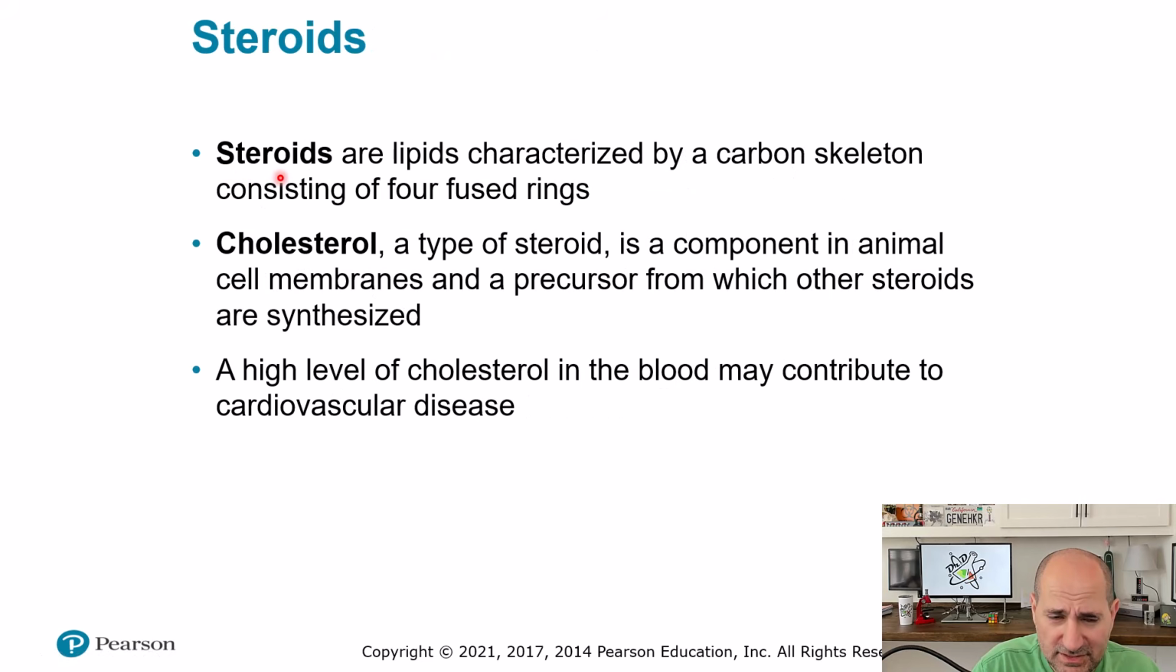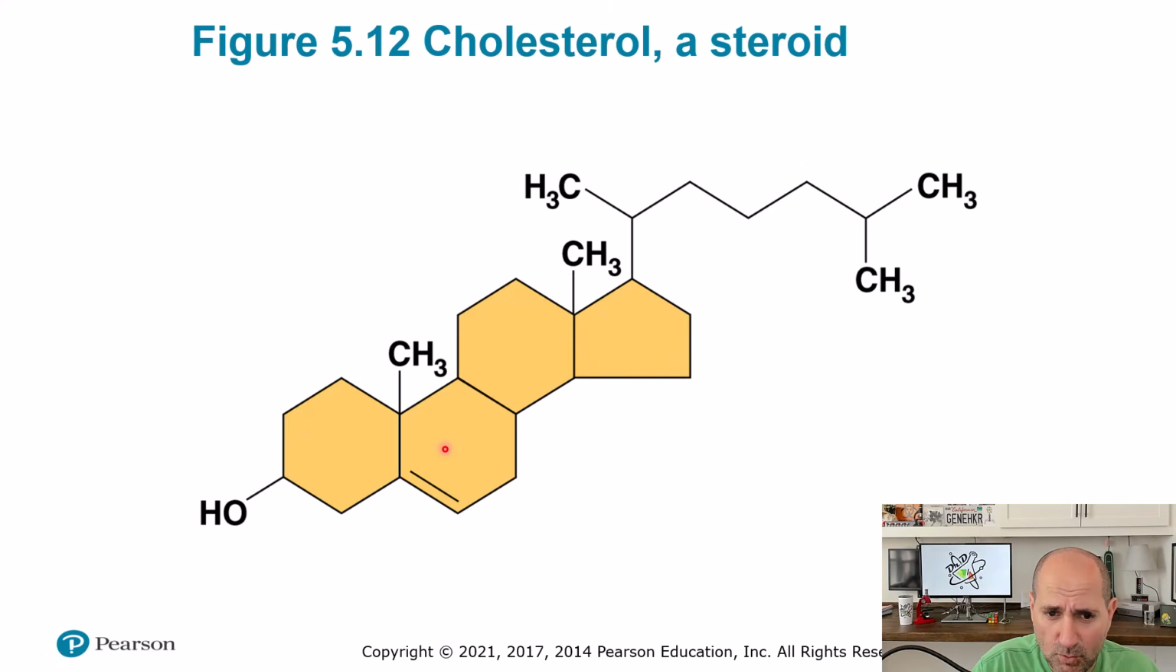Next, you should know about steroids. Steroid hormones are lipids, and they have 4 fused rings, such as cholesterol. See, you have 4 fused rings. On the exam, you should know that when you see 4 fused rings like this, it is a steroid hormone, a type of lipid.